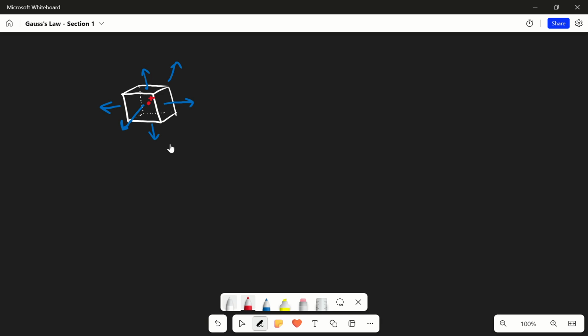So what do we call this concept of electric field flowing through a box? We call that concept electric flux. This word flux here is just synonymous with flow. Whenever you hear the word flux, you can just think of a flow coming out or through a surface. So we have an electric flux.